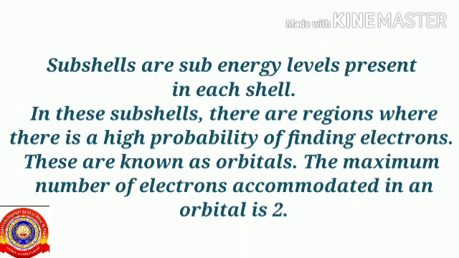In these subshells, there are regions where there is a high probability of finding electrons, and these are known as orbitals. The maximum number of electrons accommodated in an orbital is 2. Remember, the maximum number of electrons accommodated in an orbital is 2.